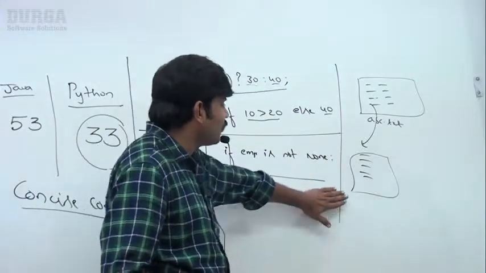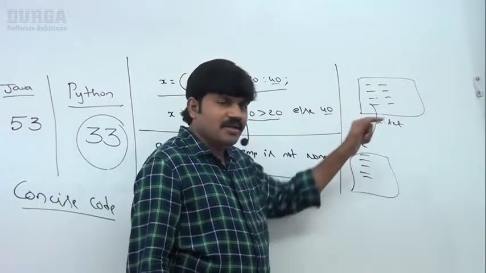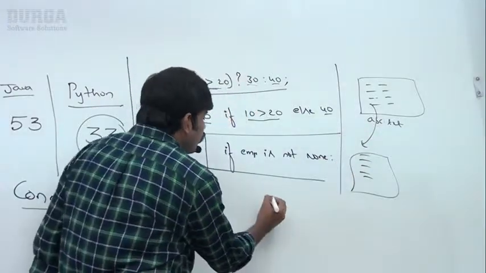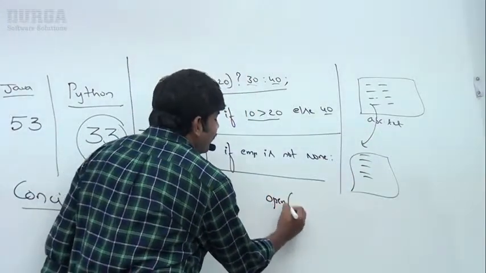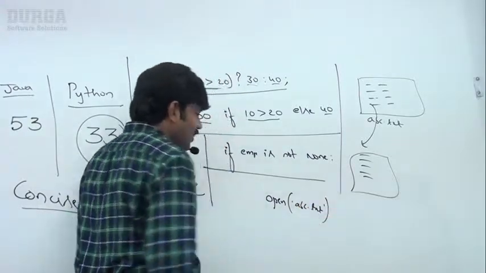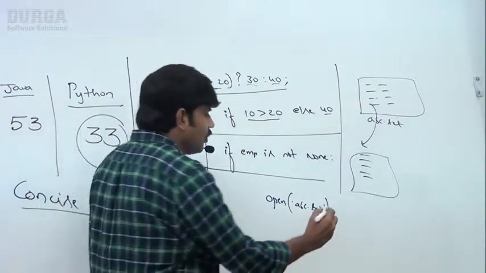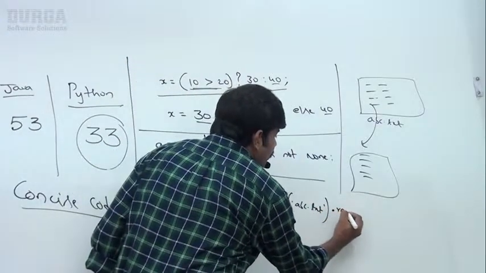That one line I'm ready to write. Which file data do you have to read? abc.txt. Very simple. Open abc.txt. I open abc.txt, read data. Now data read.